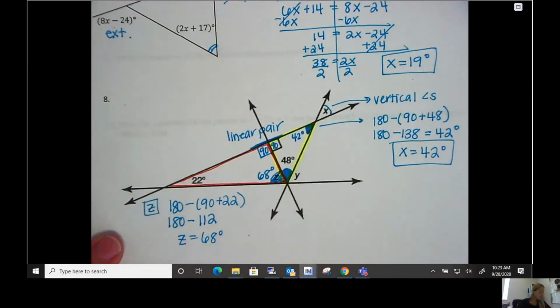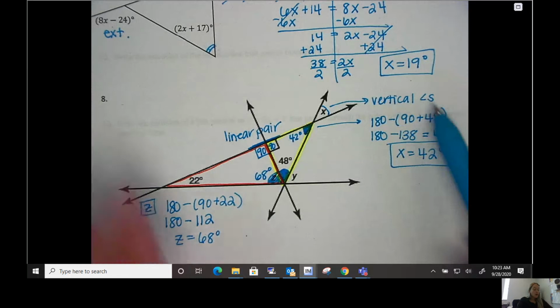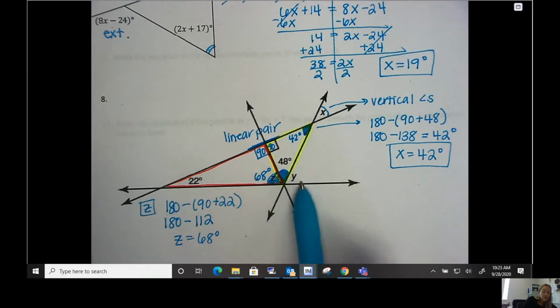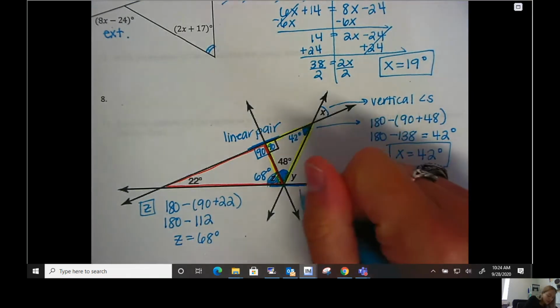Now, the last one I need to figure out is this angle y. There's no triangle happening, but what I do notice is that z and this 48 degrees are right next to it. If I put all three of these angles together, I get another linear pair.